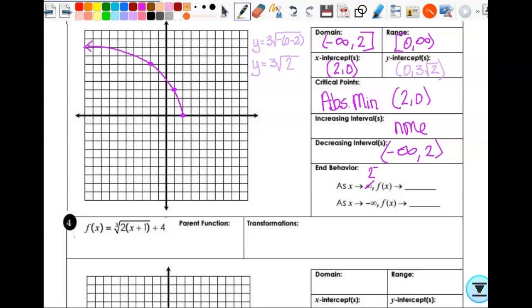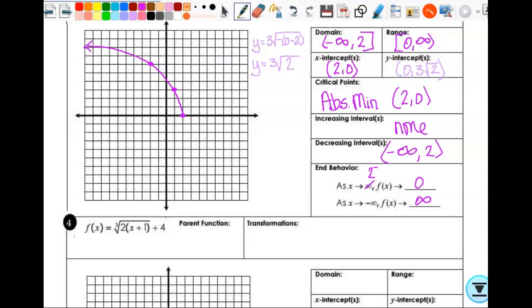So as I approach 2 from the left, what is y approaching? 0. Okay. Do we actually get there? Yes. Does it matter? No, because it's all about what we're approaching. So as x approaches negative infinity, what does f of x approach? Infinity. Okay. Questions?